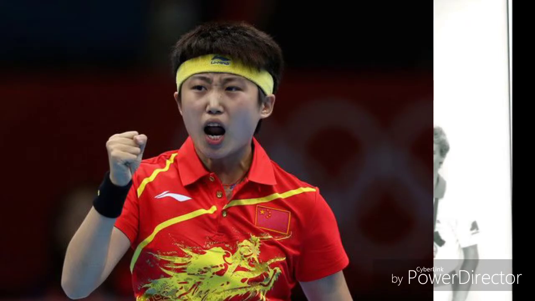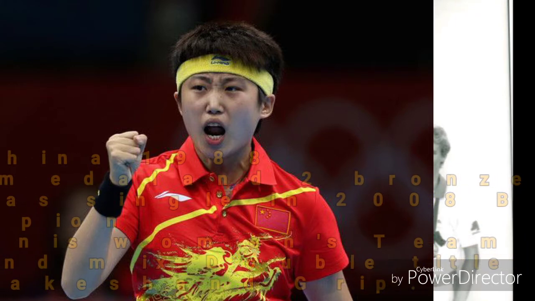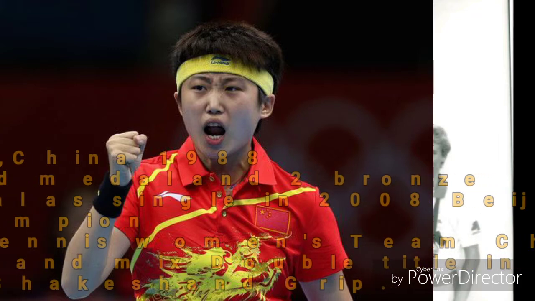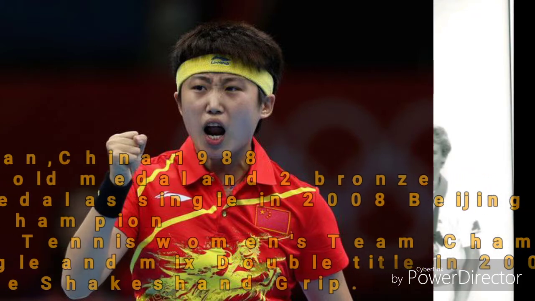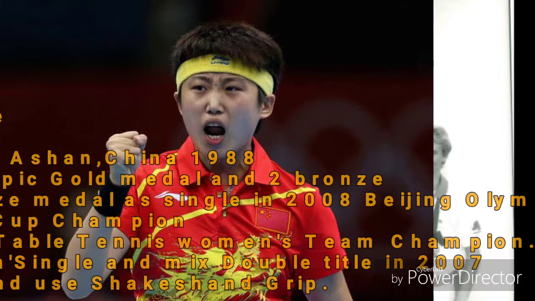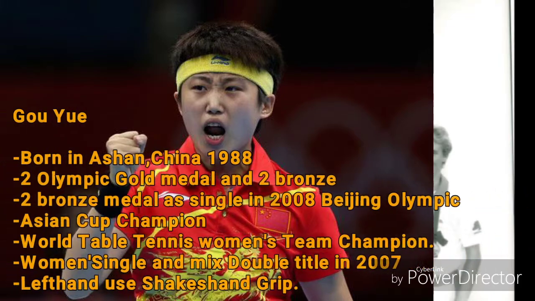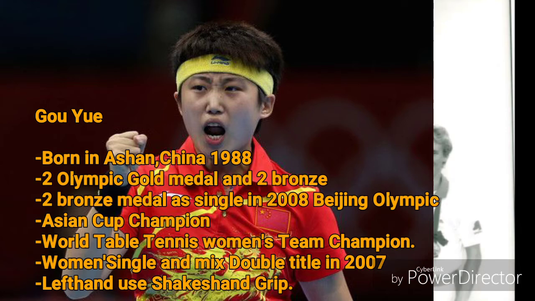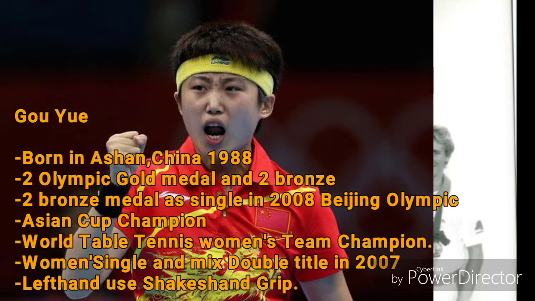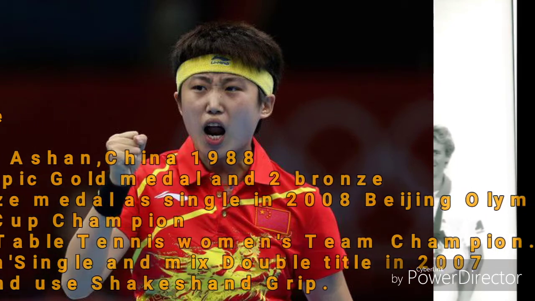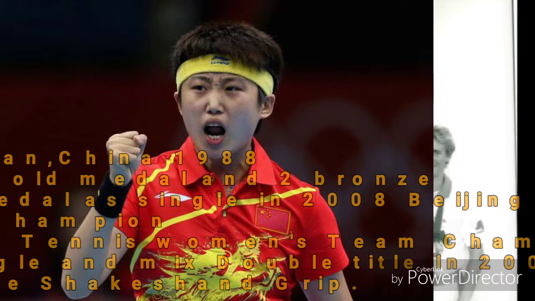Gu Yu was born in China in 1988, where she developed and mastered her passion for the sport. She is not just one of the best female players, but also one of the best table tennis players regardless of her gender. She achieved 2 Olympic gold medals and 2 bronzes in her active career, making a total of 4 medals. Gu also won the bronze medal in the singles at the 2008 Beijing Olympics, and then went on to become the Asian Cup Champion and World Table Tennis Women's Team Champion in the same year.